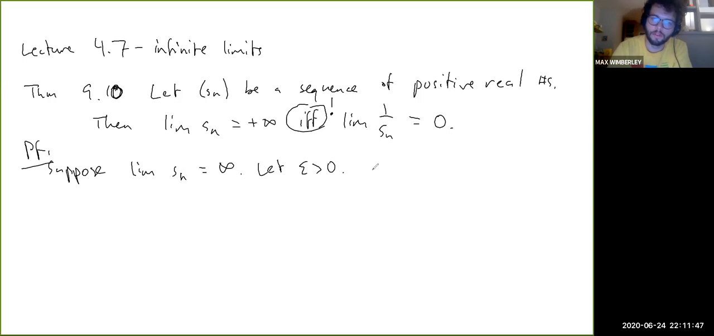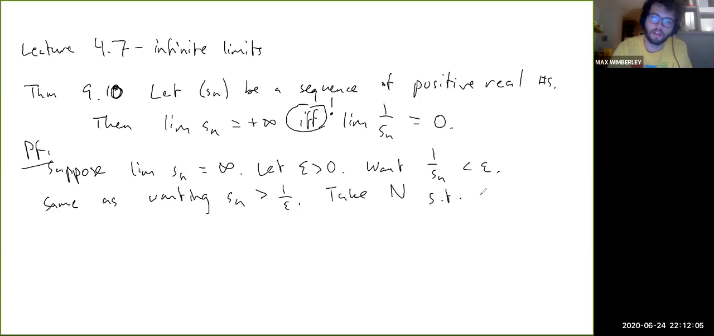So we want 1 over Sn less than epsilon. But then this is the same as wanting Sn bigger than 1 over epsilon. So take N such that Sn is bigger than 1 over epsilon, right? You should be getting used to the flow of this now. So we're exploiting the fact that Sn approaches positive infinity. That was our assumption. This is where we're using it. The fact that this N exists comes from that assumption.